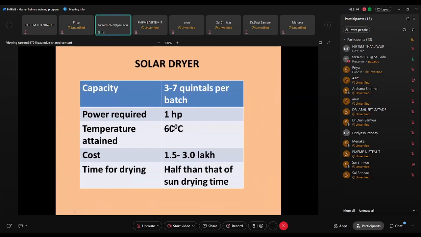The power required is mainly electric power for the flow of hot air. We use a blower, for which we have to use some energy to make the air flow, or we may have a 1 kilowatt photovoltaic system so that no electric power is required, and the drying time is half that of sun drying. These dryers are quite successful, and many places in Punjab, as you know, are using them very effectively.